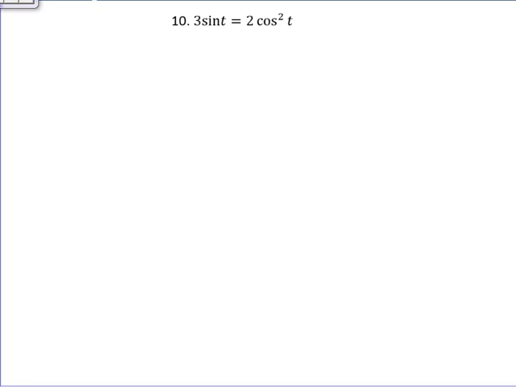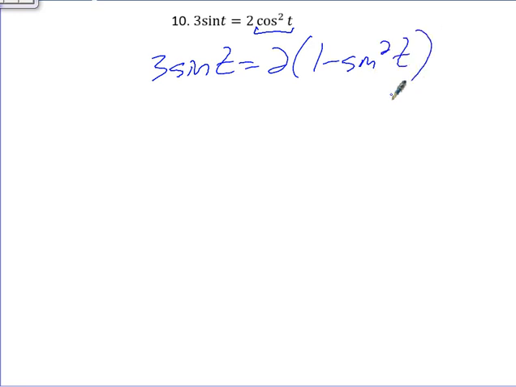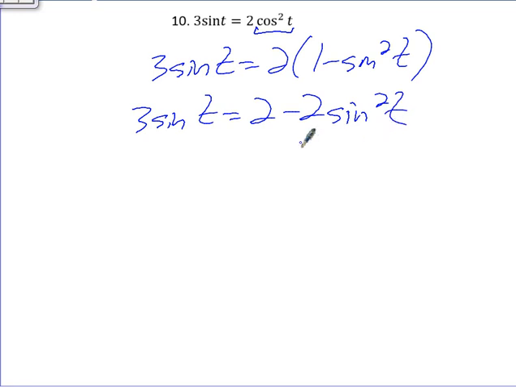Alright, last one here. This is one where notice we have two separate trig functions. So I'm going to want to use my identity to change cosine squared into sine squared. So I get 3 sine t equals 2 times 1 minus sine squared t. So I'm going to want to distribute. Then I'll add sine squared t and subtract 2. So 2 sine squared t plus 3 sine t minus 2 equals 0.